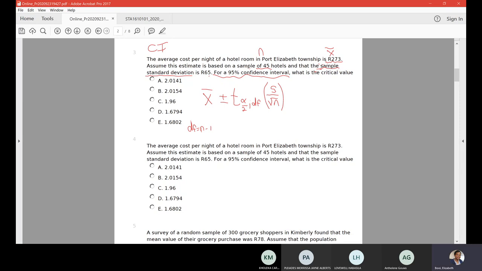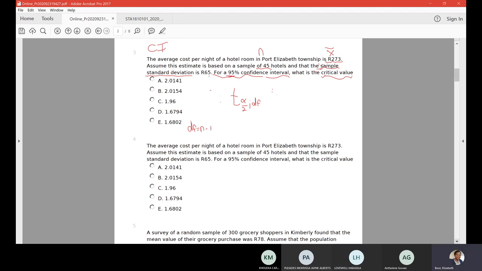But the question is asking for the critical value, sorry. So it means we're not going to do all this, since the question is only asking for the critical value, not the confidence interval per se. So the question says, what is the critical value? And that is the only thing you need to be calculating.